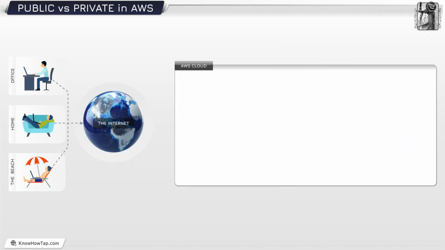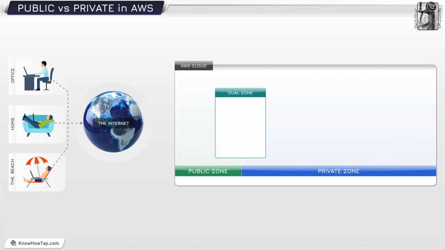When we talk about public and private zones, these again are loose conceptual buckets, not hard boundaries. We're not trying to force every AWS service neatly into a single category. Some services can be accessed both publicly and privately, depending on how they're configured. That's where the idea of dual zone comes in. These are services that can be accessed in two different ways depending on configuration.